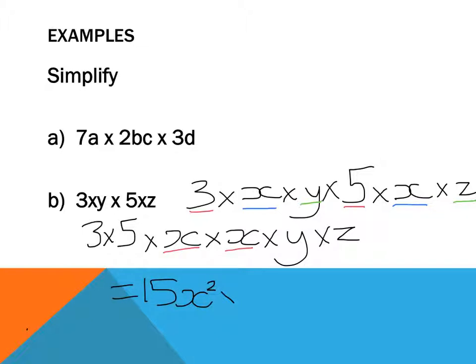Okay, now I don't write times y times z. I know I write it simply as 15x squared yz. And that's the answer for the second question. Okay guys, they're the two multiplication examples. I showed you how to do a division example in the previous slide as well. So that should be enough information, my darlings, for you to simplify multiplication and division expressions.